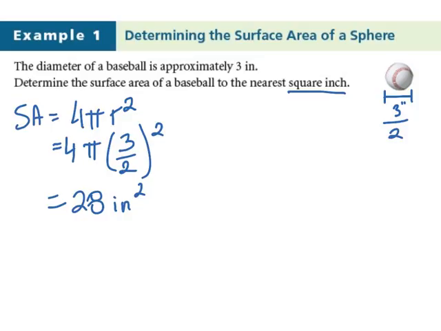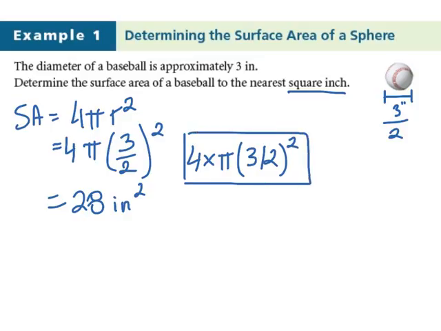Please be careful. In your calculator, make sure that you put 4 times pi and start with the bracket, 3 divided by 2. Close the bracket and then use the square button. If you don't put the brackets, you will not get the same answer.